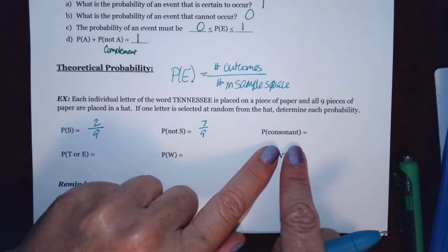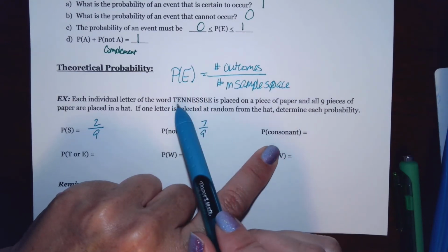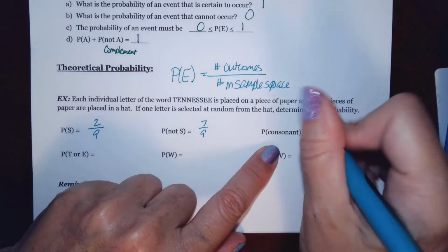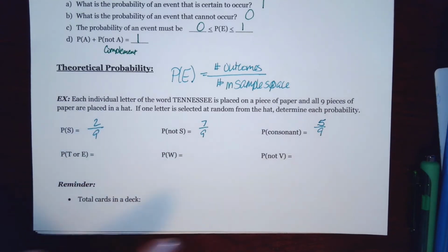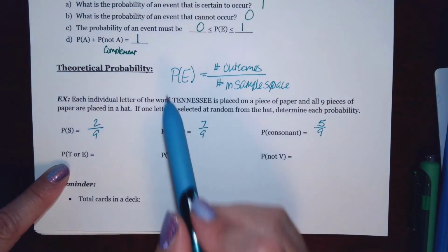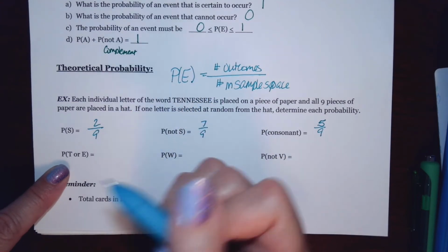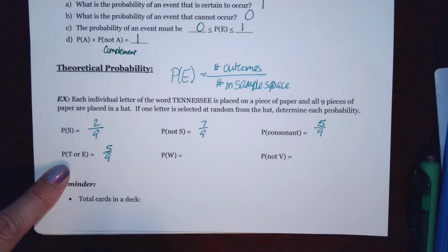What's the probability that it would be a consonant? Well, we've got consonants and vowels. In this word, E is the only vowel. There are 1, 2, 3, 4 E's, so that means there must be 5 consonants. What's the probability that it would be a T or an E? Well, we already said there's 4 E's, there's 1 T, so that would be 5 out of 9 slips of paper would have a T or an E.